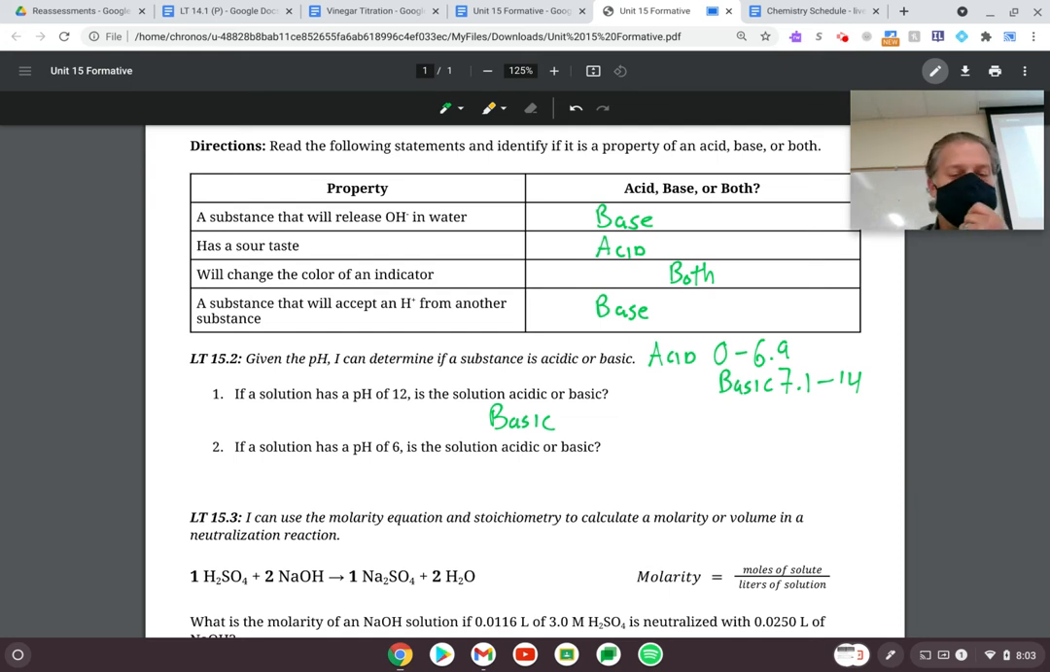And if the solution has a pH of 6, is it acidic or basic? Then this one would be acidic because it's less than 7. So the other thing that we can remember is that if it's neutral, it has a pH that's equal to 7.